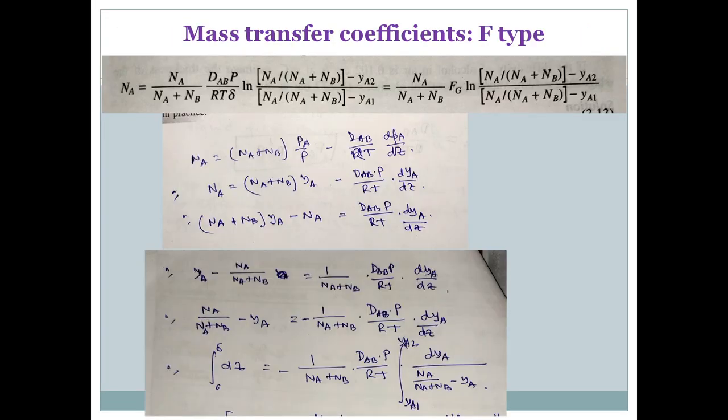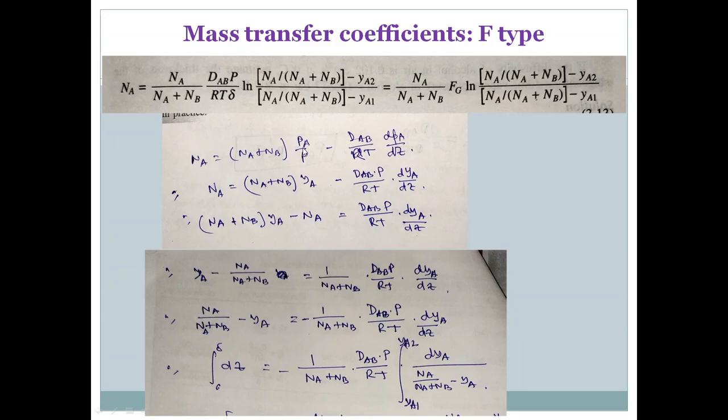Now another mass transfer coefficient, that is the F type of mass transfer. I have already done this. This is my Na equal to (Na plus Nb) times (Pa minus P), minus dAB by RT, dP by dz. This is the governing equation of mass transfer.